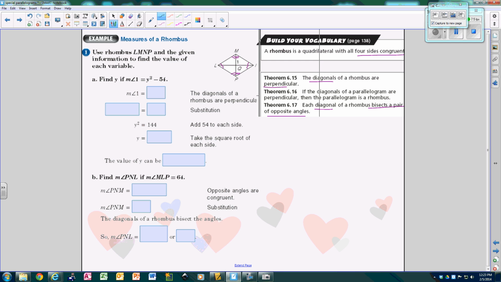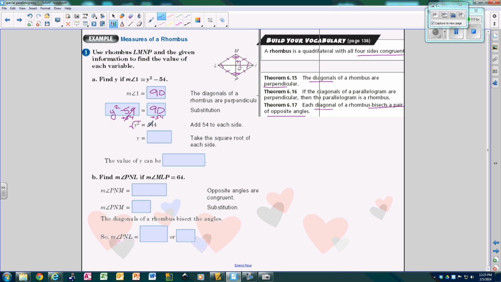And then these 4 are going to be equal to each other also. And angle 1 is 90 because remember they have to be perpendicular. And then these four sides all have to be the same. So I have four little right triangles that are all the same. So since angle 1 is equal to 90, then I can substitute in angle 1. So y squared minus 54 is equal to 90. And then it says to add 54 to both sides. So if I add 54 here and I add 54 here, I get that y squared equals 144.